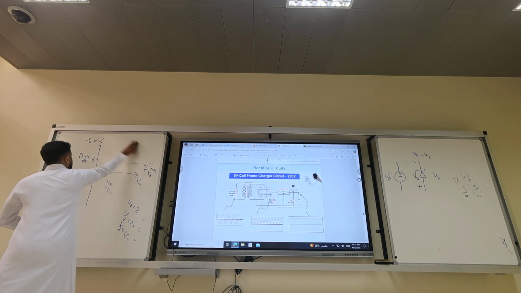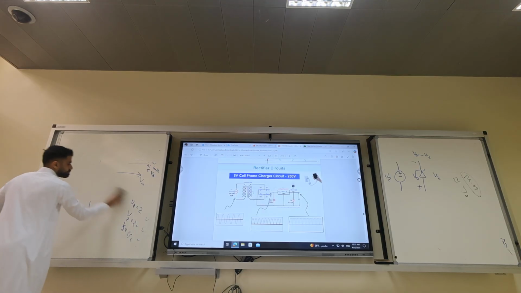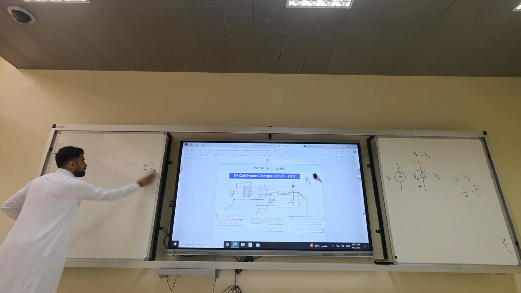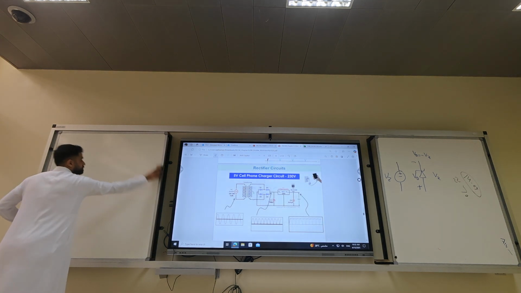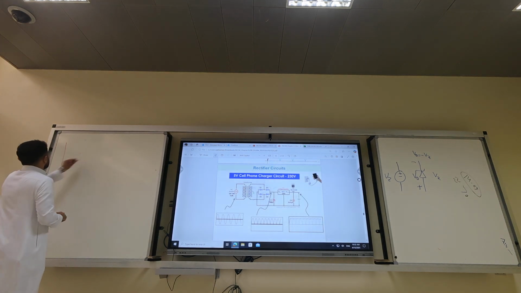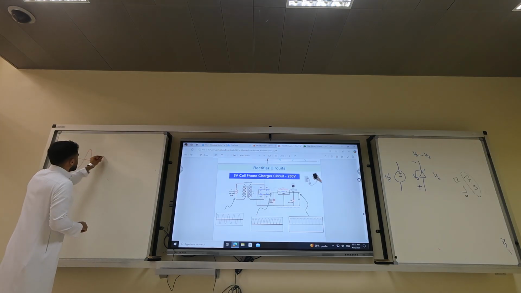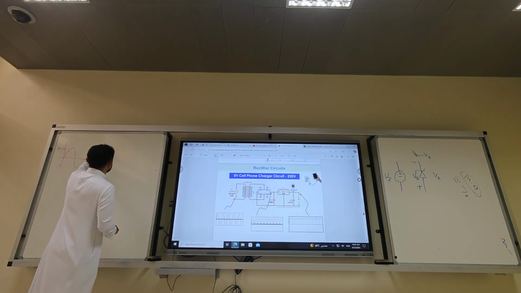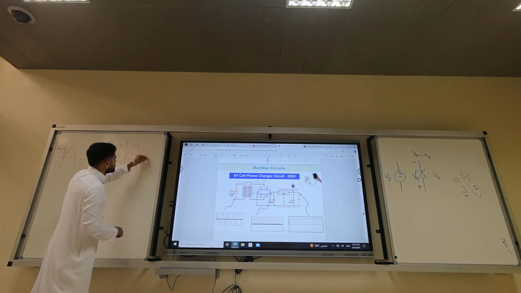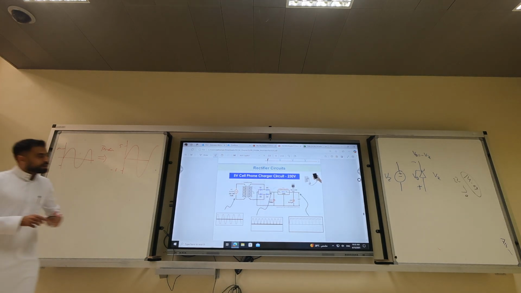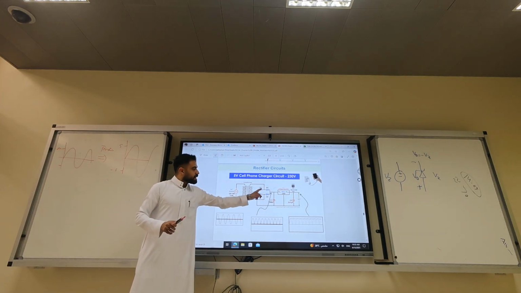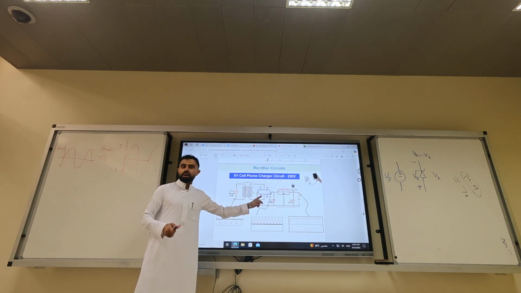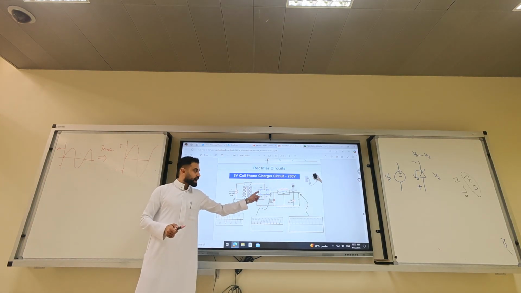So in the mobile charger, you start with 220 sinusoidal, then you use a transformer. How much do you get? 5 or minus 5? AC, right? Then you apply this, the ABCD, full wave rectifier or half wave rectifier? Full wave. 4 diodes means full wave.